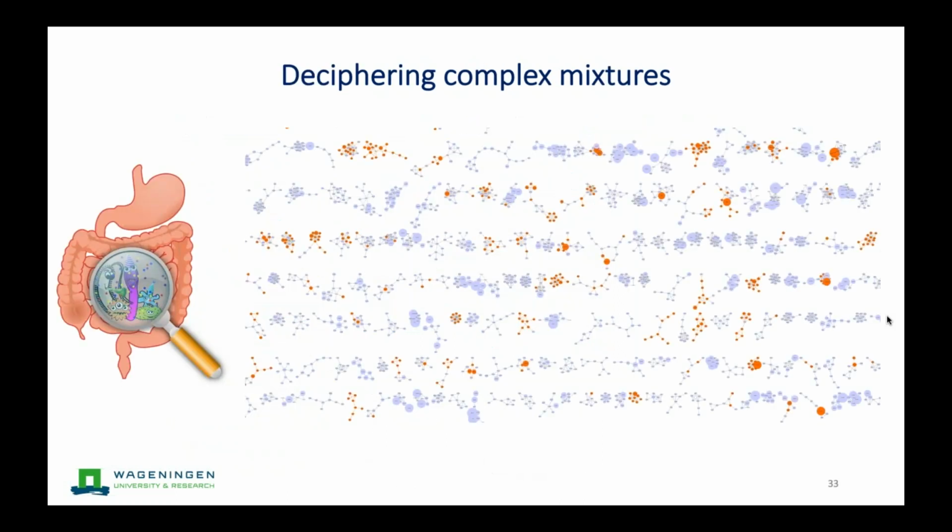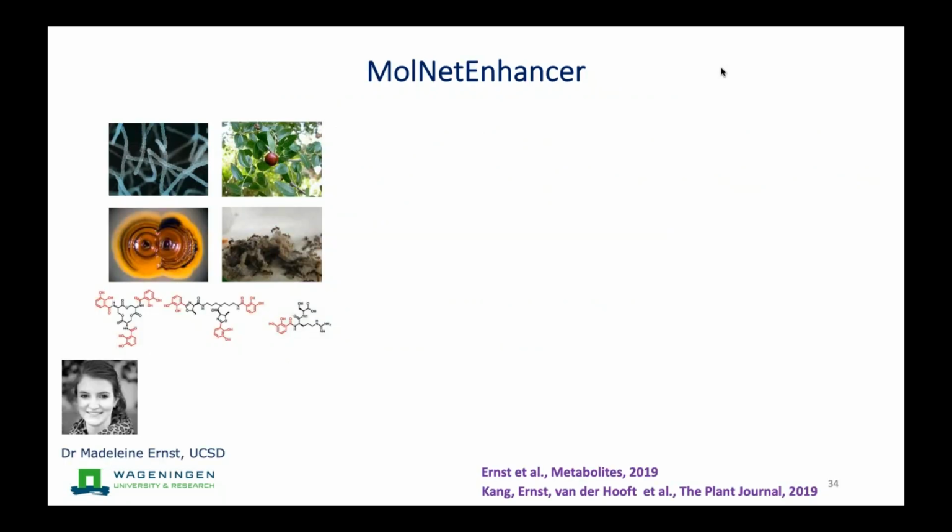And when we look at more complex data like this, I ran a molecular network of gut extracts, and you can see the larger the dot, the more abundant it was in the data. You can see that many of the large dots don't have any library hit yet. So we're still far away from fully understanding all the chemistry in our gut.